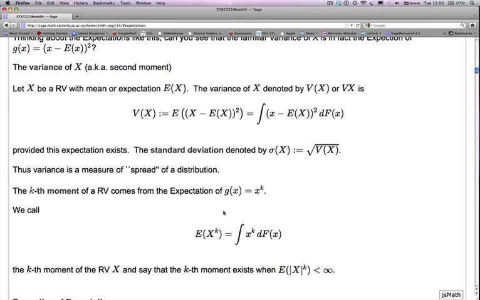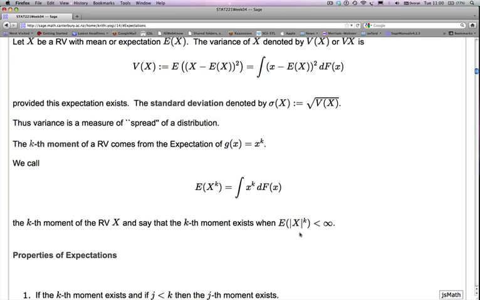from its expectation. The kth moment of a random variable is another definition. It comes from the expectation of the function g of x given by x to the k. Okay, so expectation of x to the k is called the kth moment. It's nothing but the integral of x to the k dF of x. The kth moment of the random variable x is said to exist when the expectation of the absolute value of x to the power of k is finite.